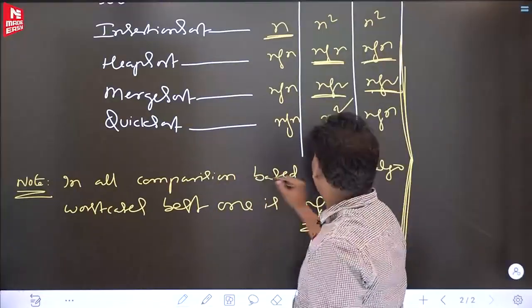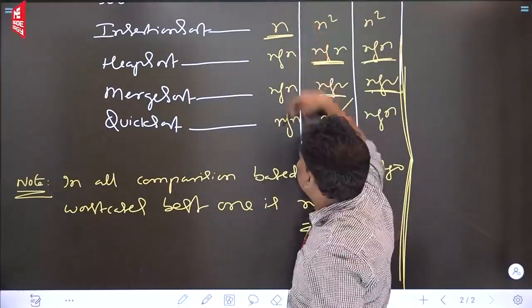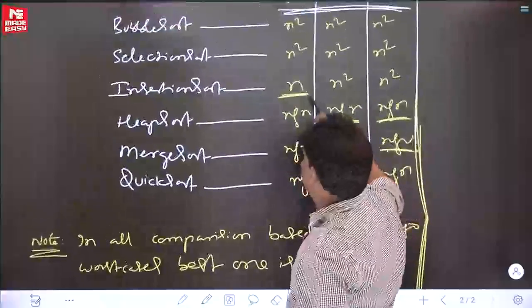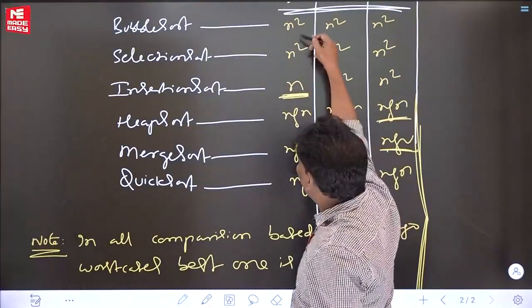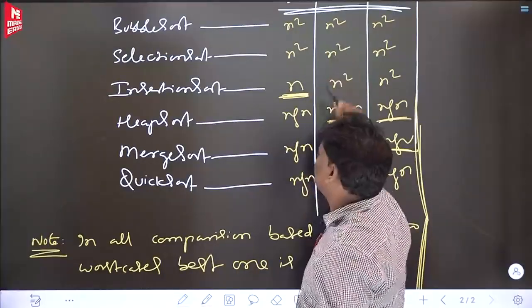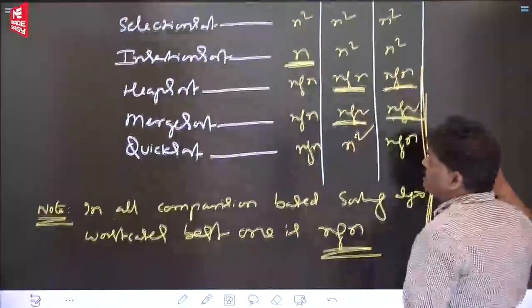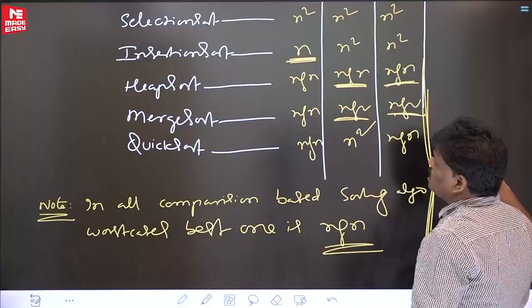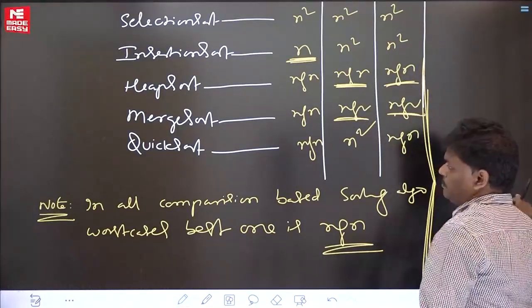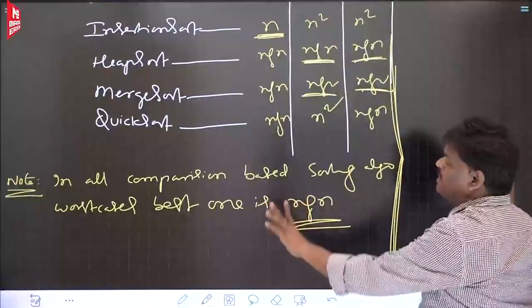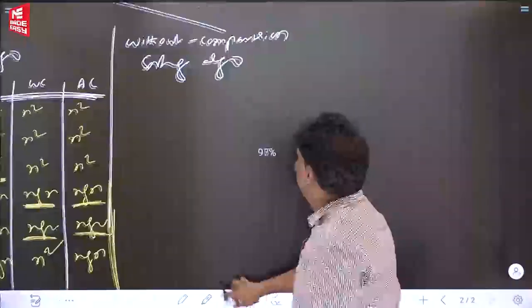In all comparison based sorting algorithms, best cases, best one is n. Worst cases, worst one is n squared; I think more than n squared is not required. Best cases, best one is n. Worst cases, best one is n log n. Average cases, best one is n log n. This is very, very important. Please be careful.